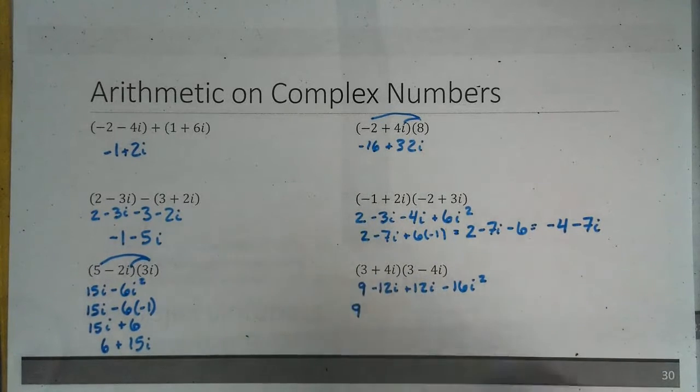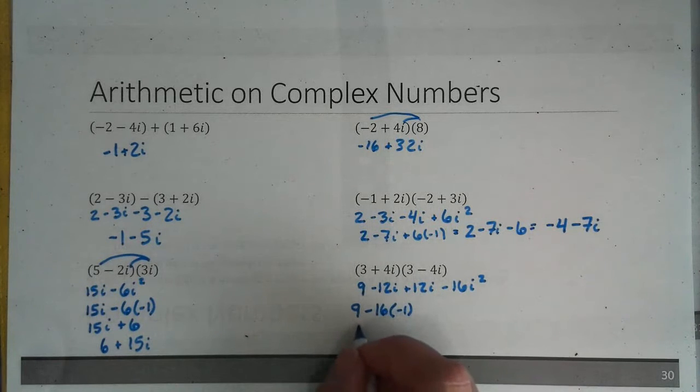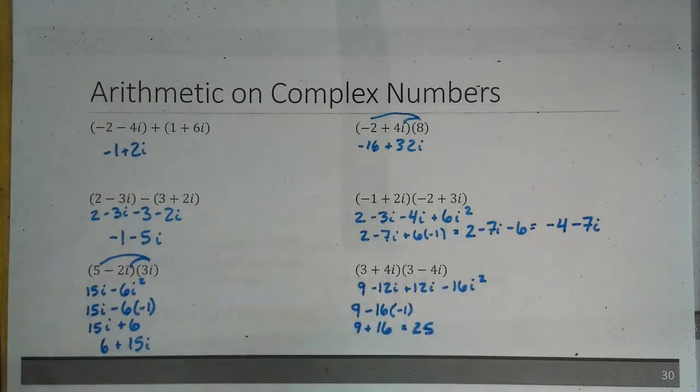That is 9. My 12i's cancel out because one's positive and one's negative. Minus 16, and I'm going to change my i squared to a negative 1. Negative 16 times negative 1 is positive 16. And 9 plus 16 is equal to 25.